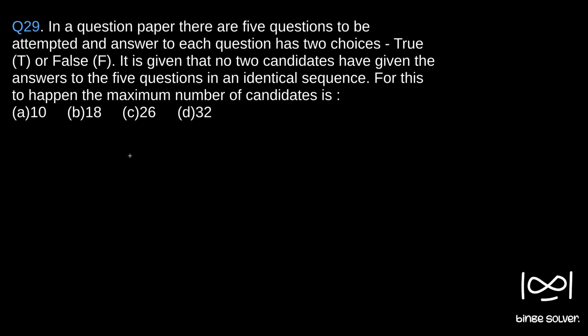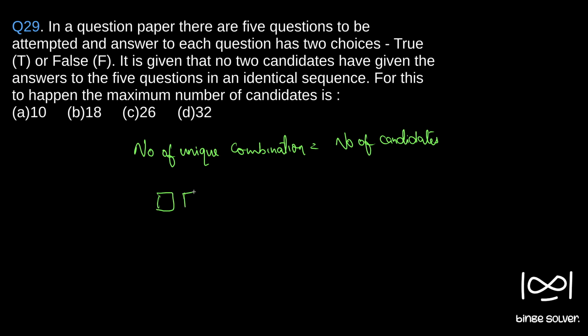So we'll say unique combinations equal to number of candidates. So we'll just see, there are 5 questions. So there are 5 questions, 2, 3, 4, 5. Each question has either true or false possibilities.